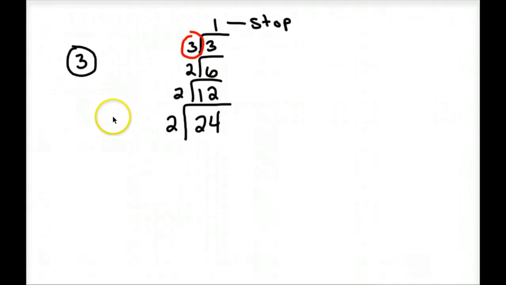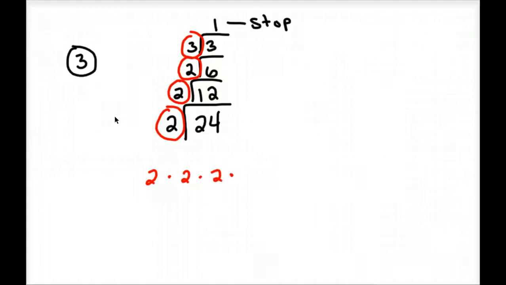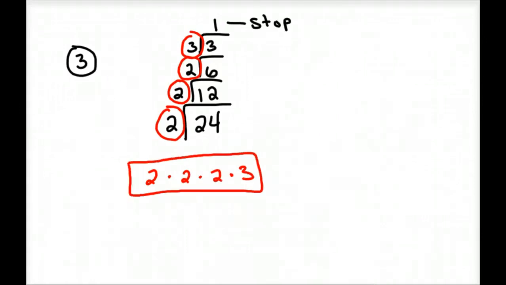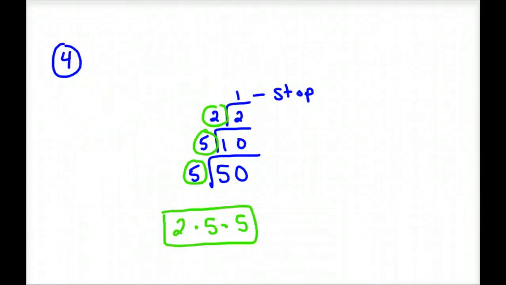2 times 3. And again, if you like to circle them to point those out, that may be a great idea. And again, factor them, put the factors in numerical order. So I have 2 times 2 times 2 times 3, and we are done. One more. Here are the factors.